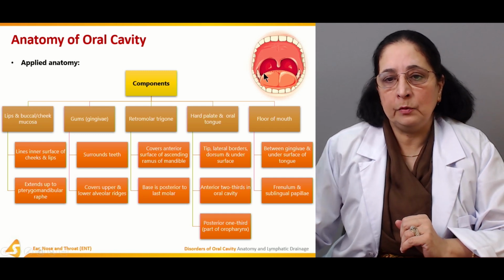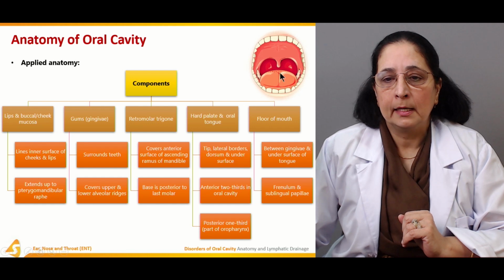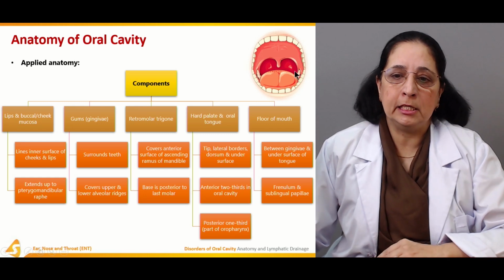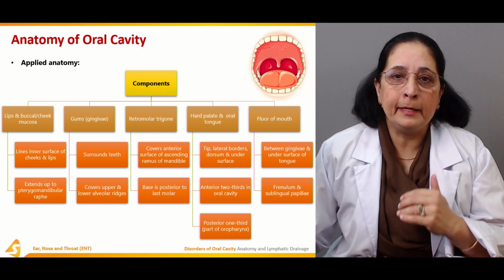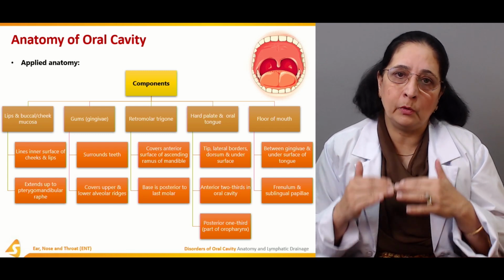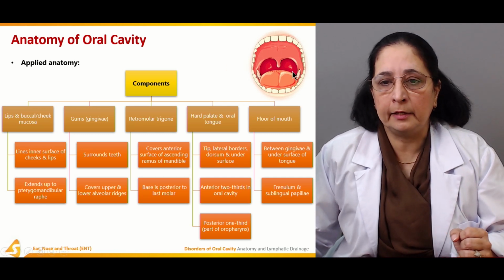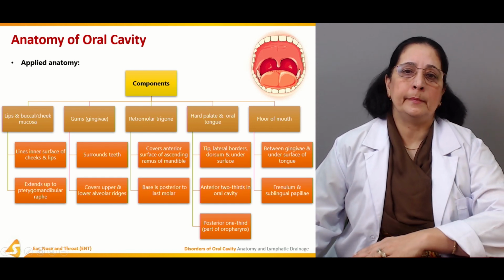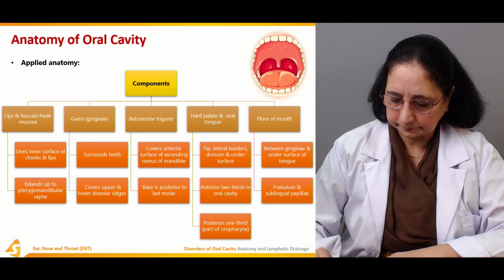So here again, if you see, we have the gums and then the hard palate, then we have the oral tongue. This is the uvula, and if the tongue is elevated or moves upward, there is the frenulum, and then we have the sublingual papillae present on the floor of the oral cavity, and then there is the retromolar trigone also. All these parts make up the anatomy or the structure of the oral cavity.